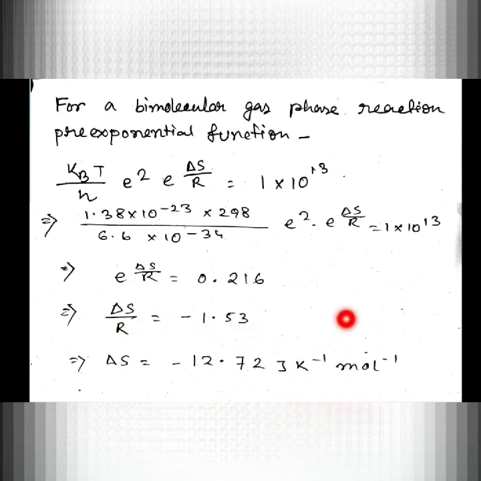Then putting the value of R is equal to 8.314, you can get del S is equal to minus 12.72 joule per Kelvin per mole. This is the answer: minus 12.72 joule per Kelvin per mole.